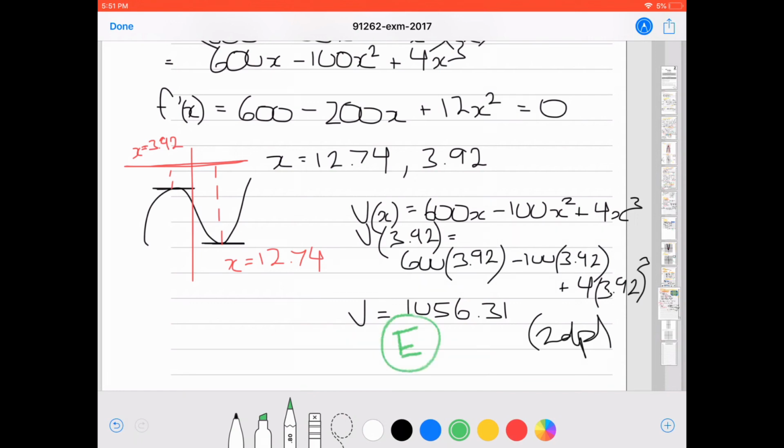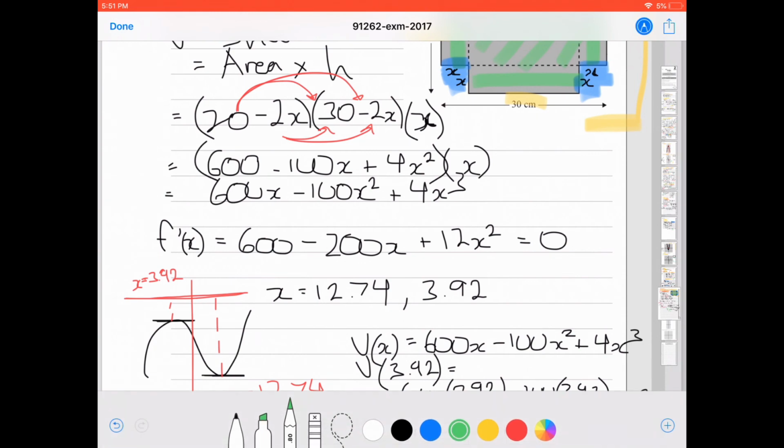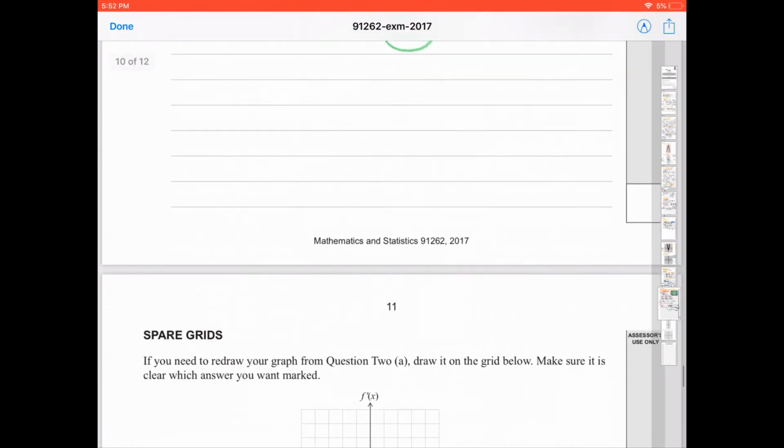Your merit: differentiated and x values found for turning points and volume found. Okay, so that's doing everything without justifying, which just says merit in here. And you achieved: relationship formed and differentiated. So forming the original equation and then differentiating is going to get you an achieved. Okay, and that is it for our paper.